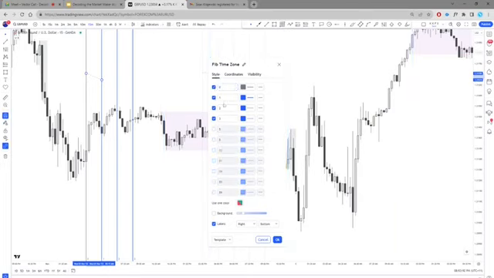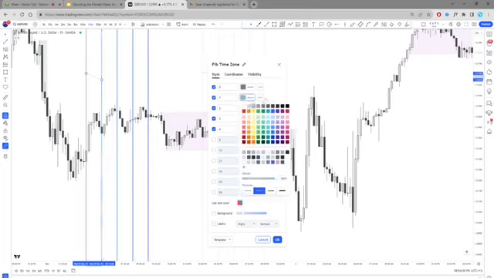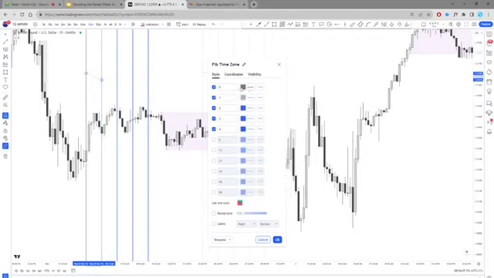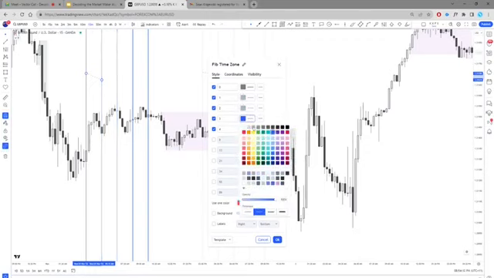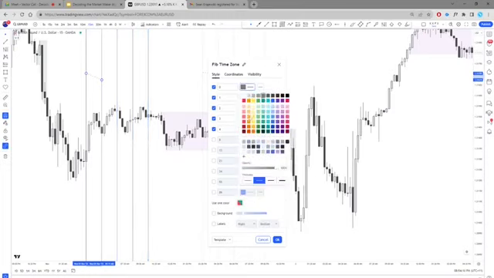So 0, 1, 2, 3. Actually, we need that as well. We're going to change that to 4, just like that. We've got to get rid of labels. We're going to change all these colors to, let's do like light gray. If you have a black chart, light gray should work as well, to be honest. Get them all the same color, just like that.